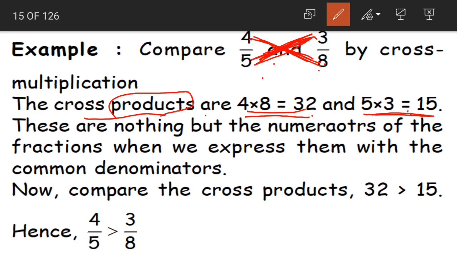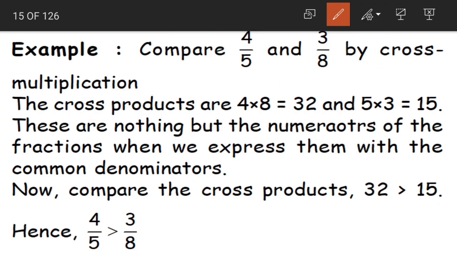Product comes from multiplication. As this is cross multiplication, they are called cross products. Now 4 into 8, 32. 5 into 3, 15. These are our two cross products. These are nothing but the numerators of the fractions when we express them with the common denominator. Now compare the cross products.